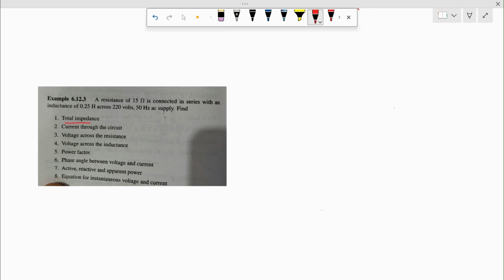Hi, in this question, we are going to look at a problem where we can make thorough our concepts. It's given that it's a series RL circuit connected across a 220 volts 50 hertz supply. First of all, we will just draw the circuit: R and L in series with a voltage source of 220 volts, 50 hertz.